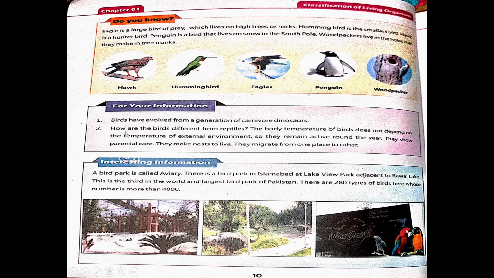Number two, how are the birds different from reptiles? The body temperature of birds does not depend on the temperature of the external environment, so they remain active round the year. They show parental care. They make nests to live. They migrate from one place to another.